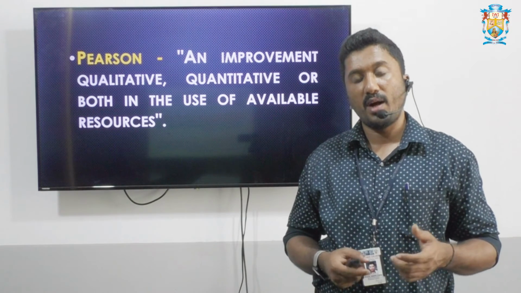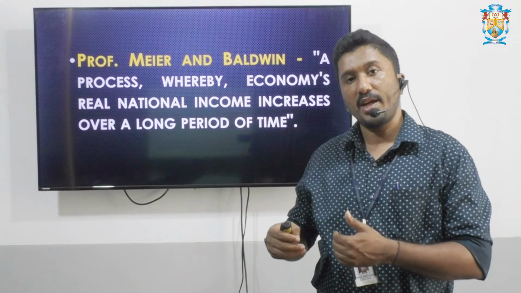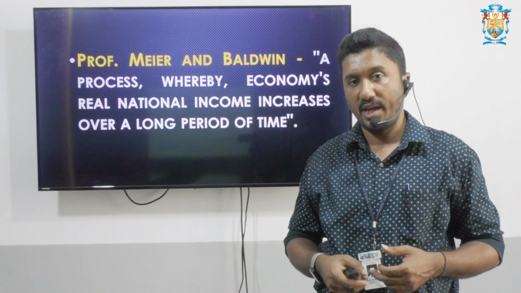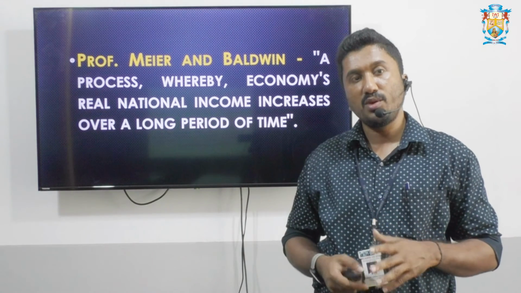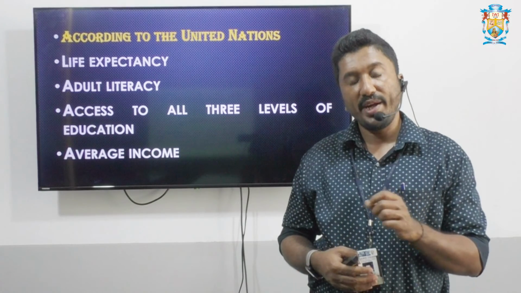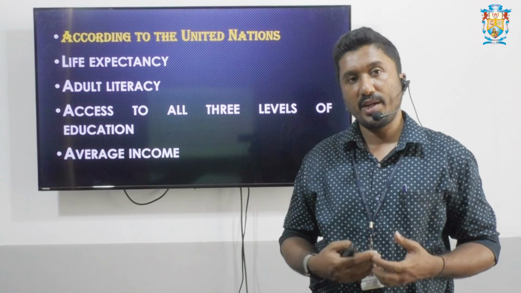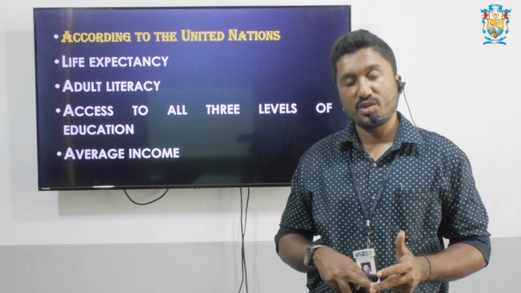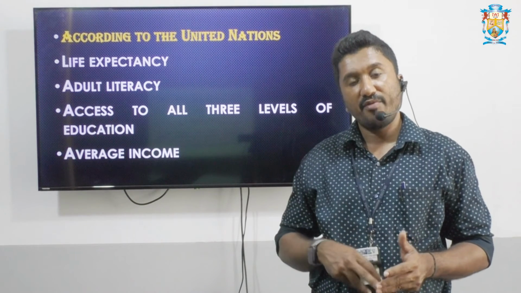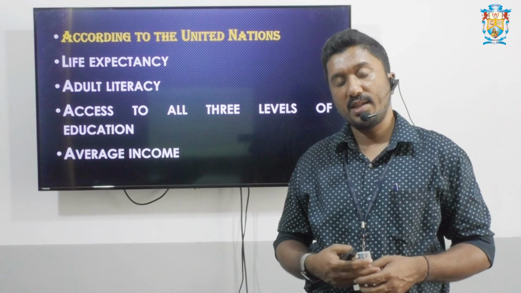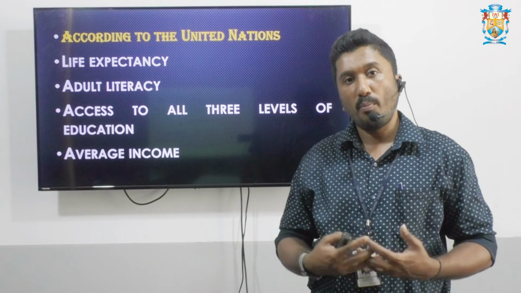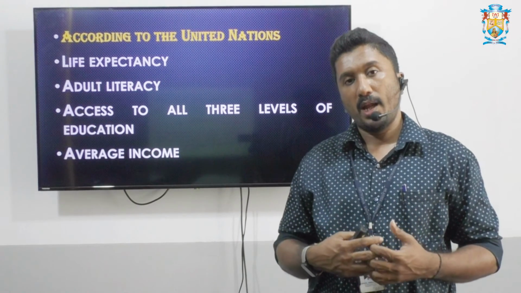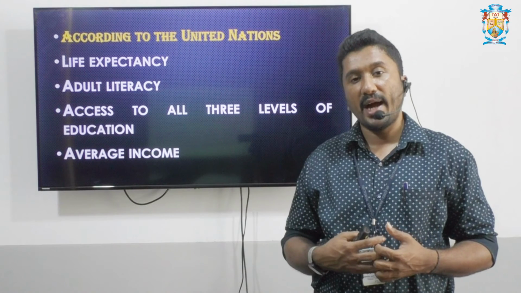Also we have Professor Meier and Baldwin. So here the explanation is like economic development is a process whereby an economy's real national income increases over a period of time. So according to the United Nations, good indicators of national achievement should evaluate human development with regard to life expectancy, adult literacy, access to all three levels of education, that is primary, secondary and higher, and average income. So the UN considers human development as an all-encompassing component that incorporates multiple elements of an individual's well-being, from their health status to their economic and political freedom.